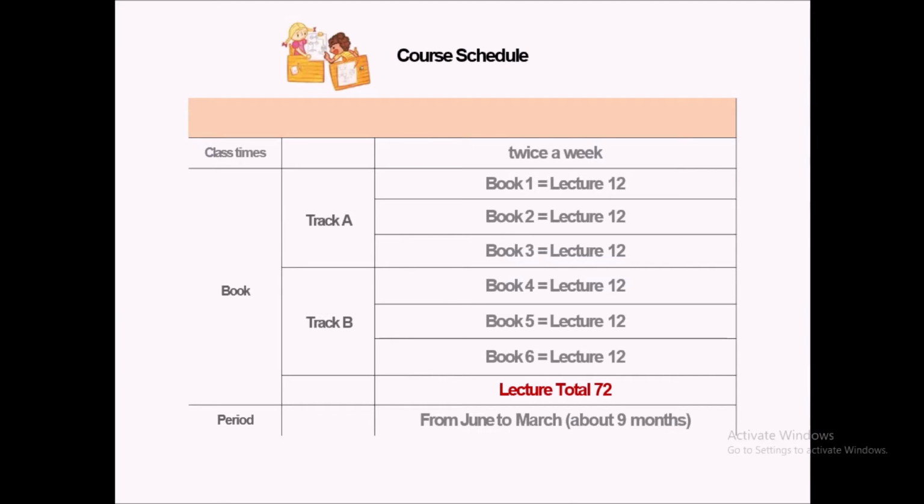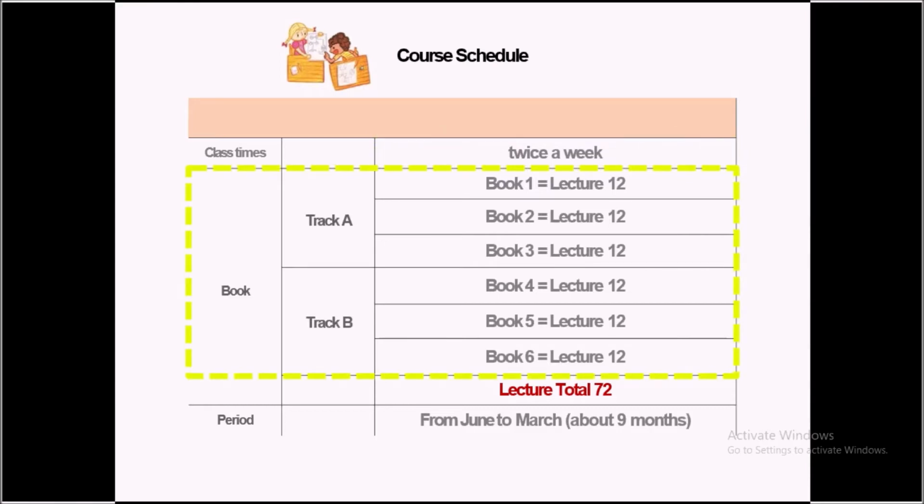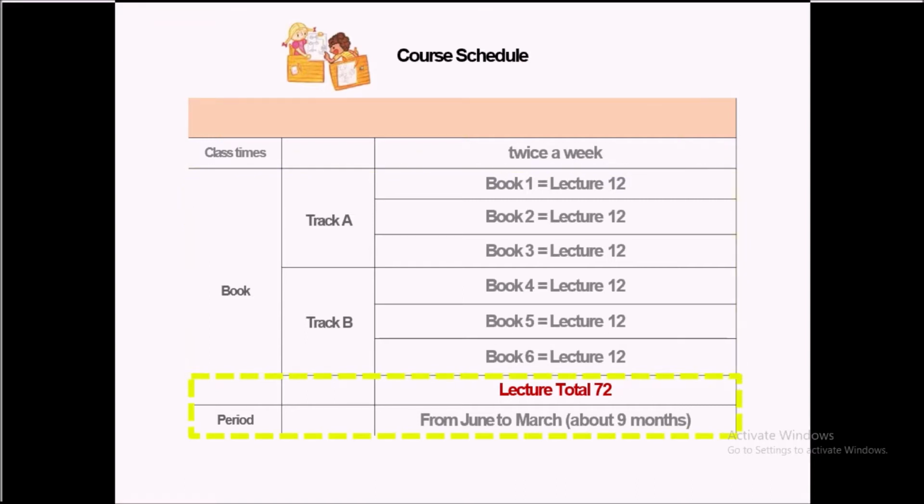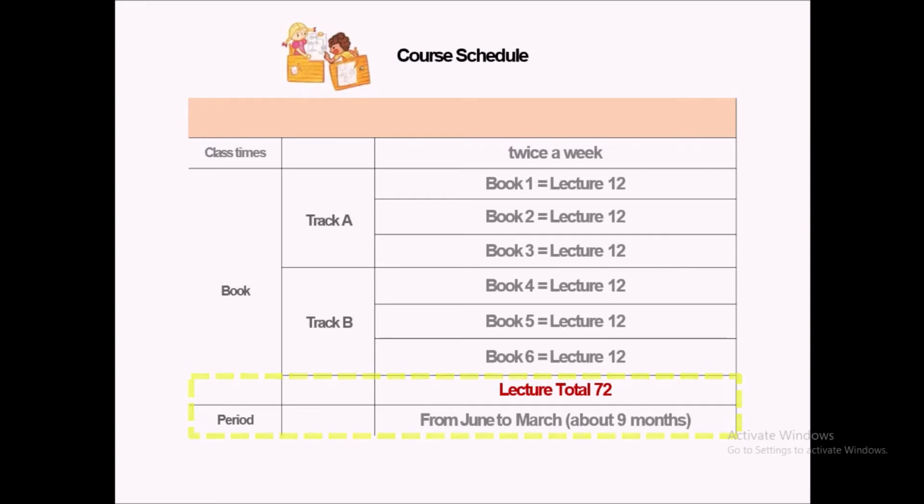Moving forward, we can see here on the course schedule that students come to the center 2 times per week. So they have 2 90-minute classes per week. The term consists of 6 books: Book A1, A2, A3, and book B1, B2, B3. That's a total of 72 lectures, and a term is 9 months. So it runs from June 2018 this year to March 2019.